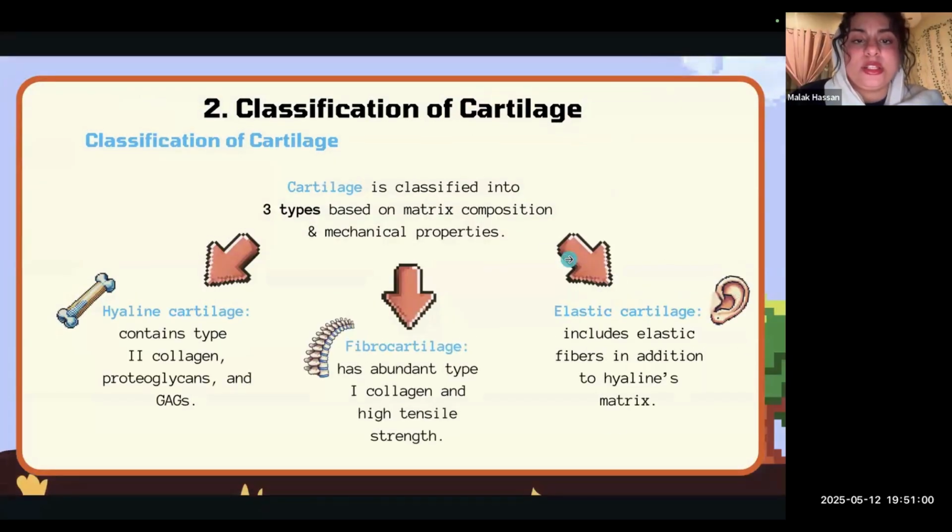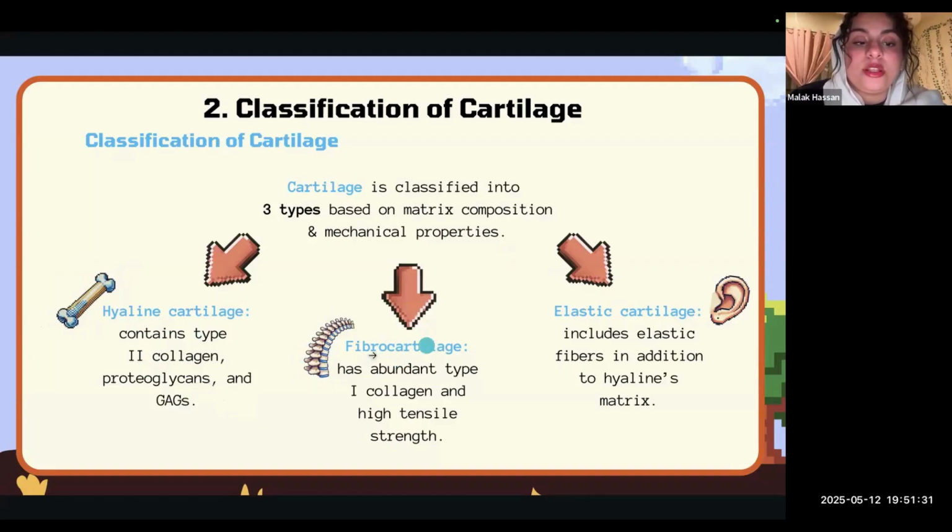Now let's classify cartilage, okay? Cartilage is classified into 3 types based on matrix composition and the mechanical properties. So let's divide it. First you have hyaline cartilage, then you have fibrocartilage, and then you have elastic cartilage. What does each one of these mean? First of all, hyaline cartilage. You can see this little picture of a bone. This is the cartilage that covers the ends of your bones, okay? And it contains mostly type 2 collagen, proteoglycans, and GAGs, okay?